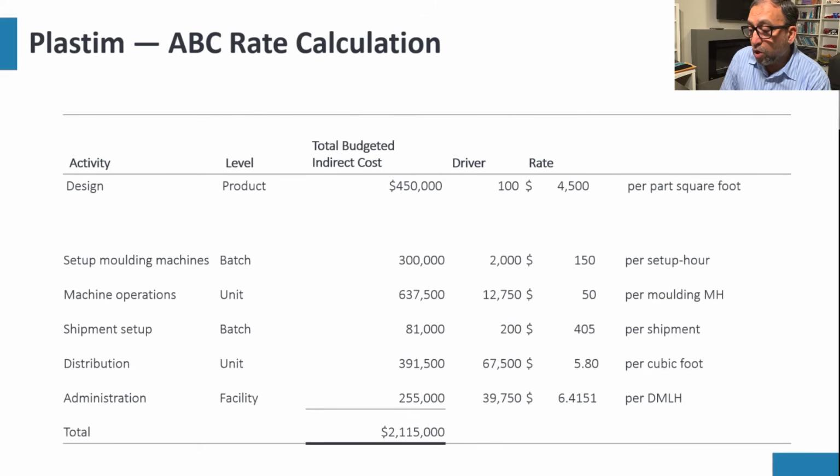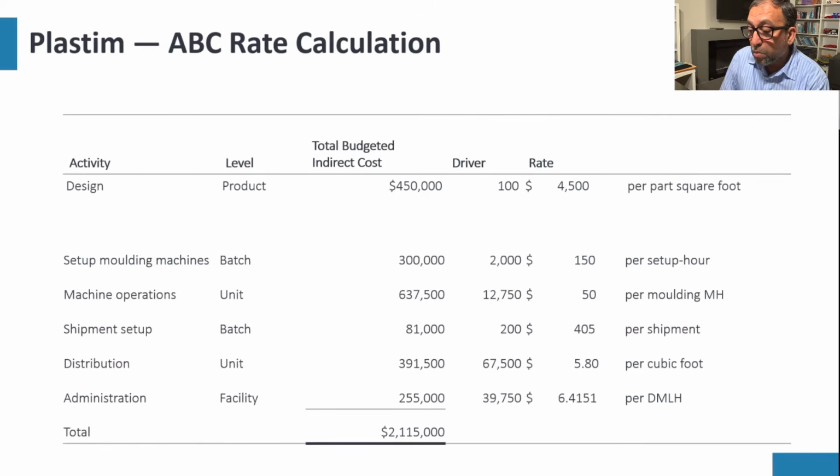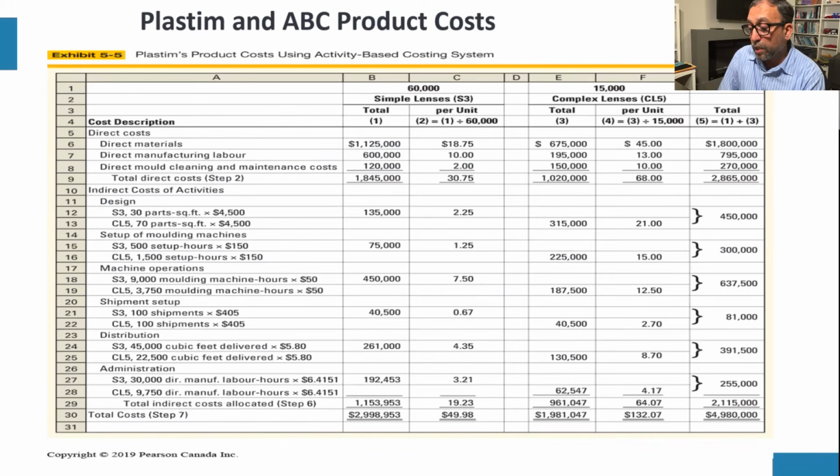And we already calculated, and I explained here how we get these numbers. So these are the drivers, and this is the rate we are getting: 4,500 per square foot, per setup hour, per modeling machine hour, per shipment, per cubic foot, and per direct manufacturing labor hour.